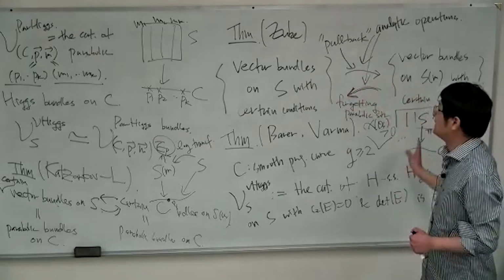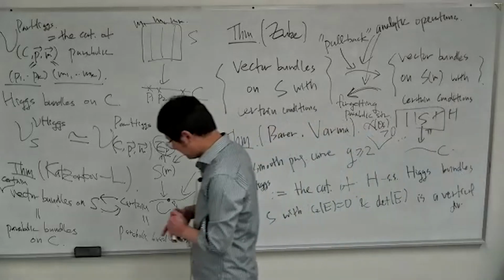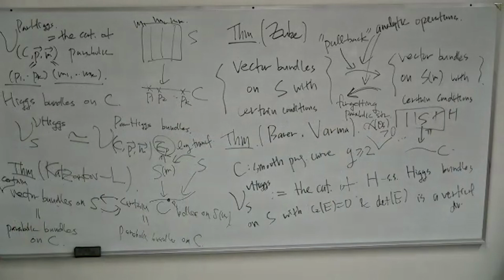Both functors have a very natural interpretation. Is this similar to what Bauer does when he constructs explicitly the moduli space of parabolic bundles on a curve via these elliptic bundles on an elliptic surface?